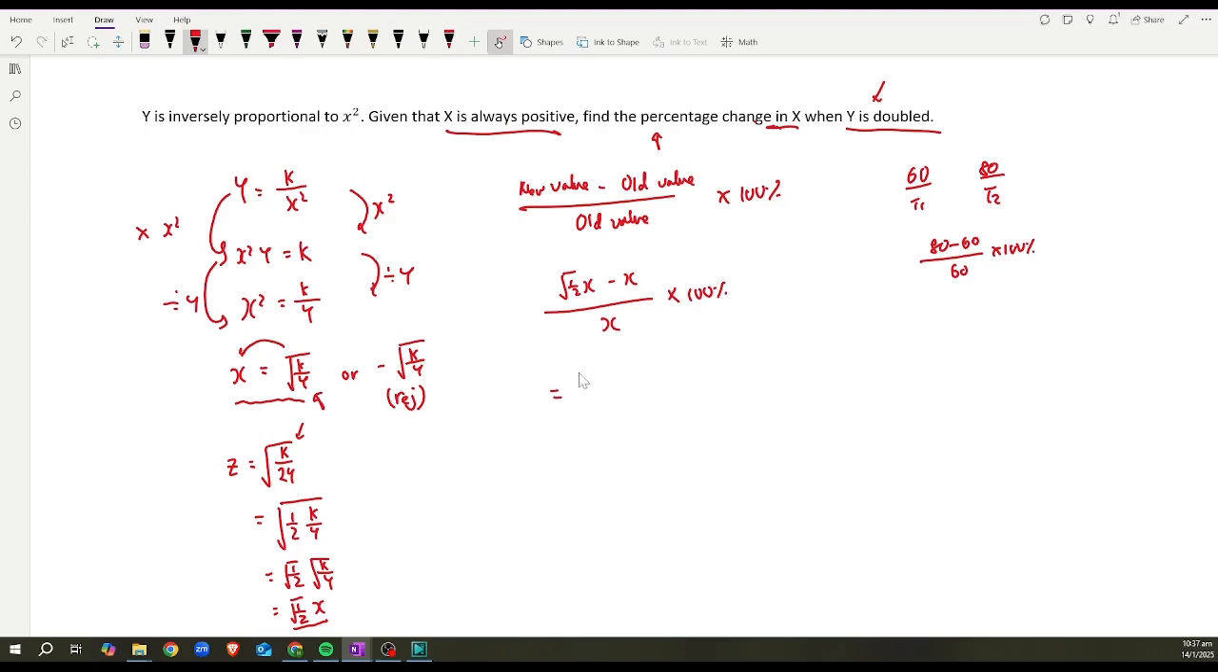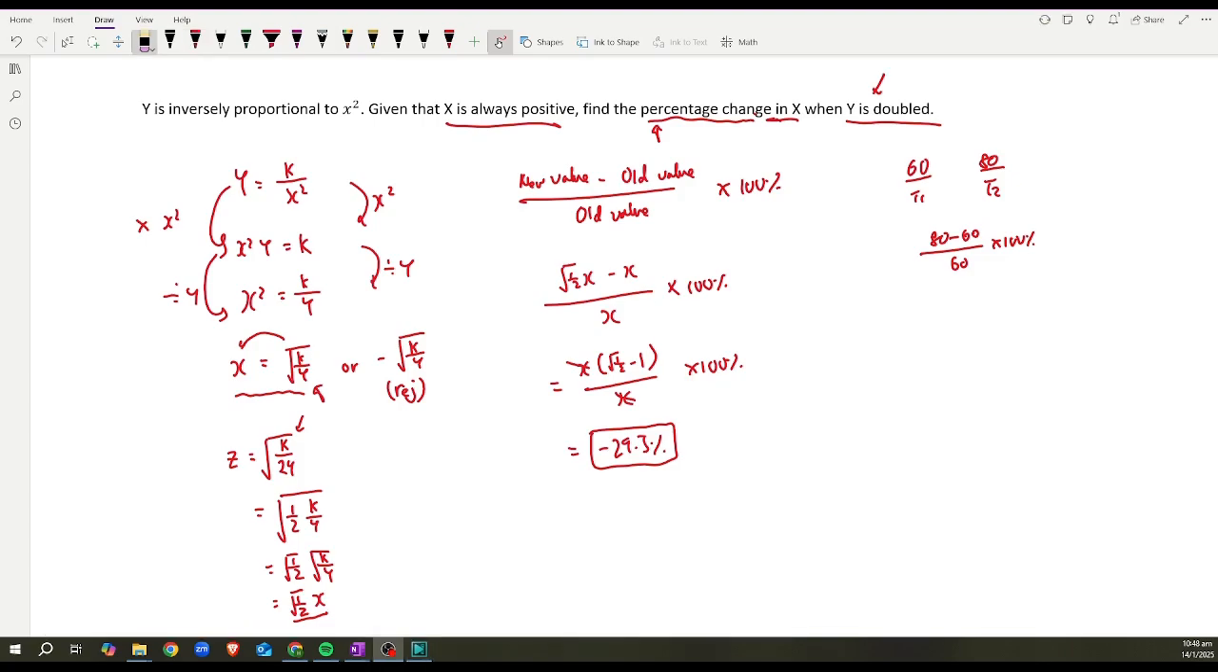So you factorize out the x, you get square root half minus 1 over x times 100%. The x cancels out. So you just have square root half minus 1 times 100%. And this will be equal to negative 29.3%. Again, they're asking for percentage change, so you need a negative sign there. If they're asking for percentage decrease, you leave out the negative sign.